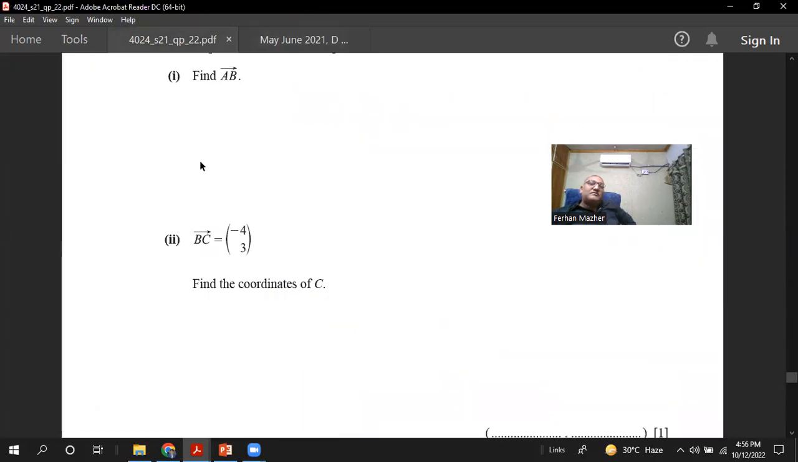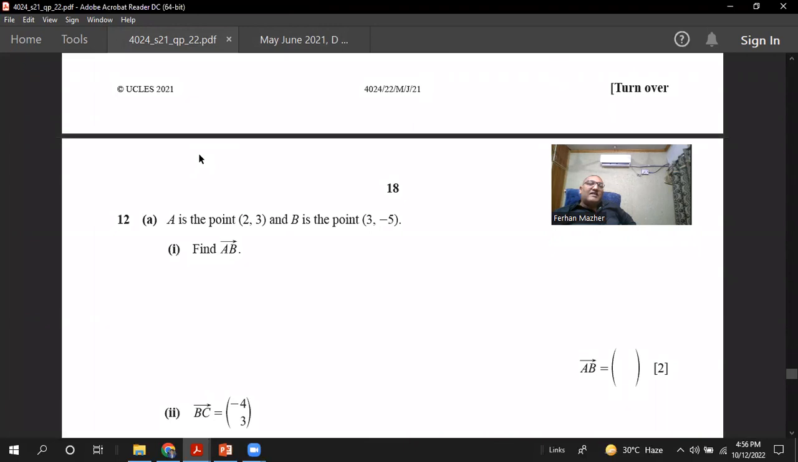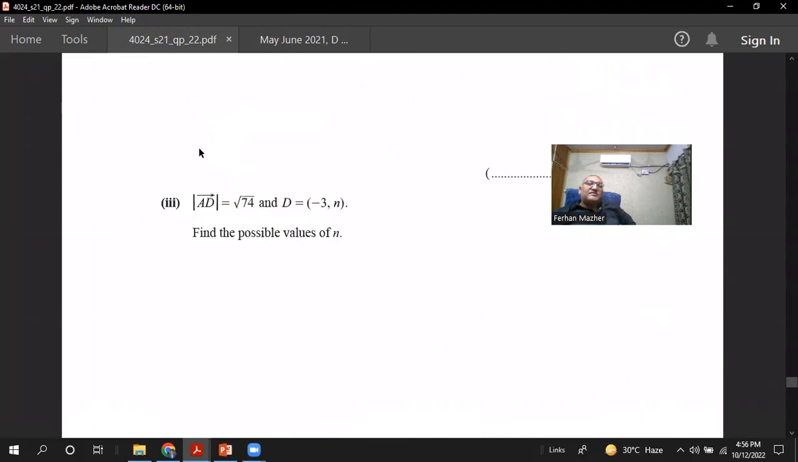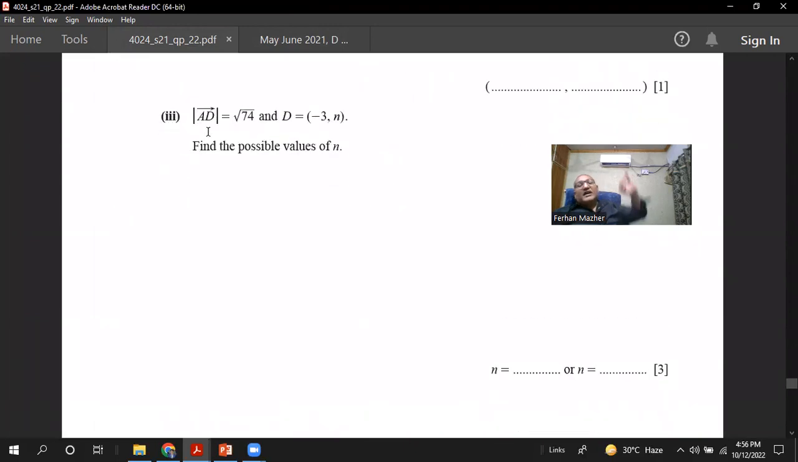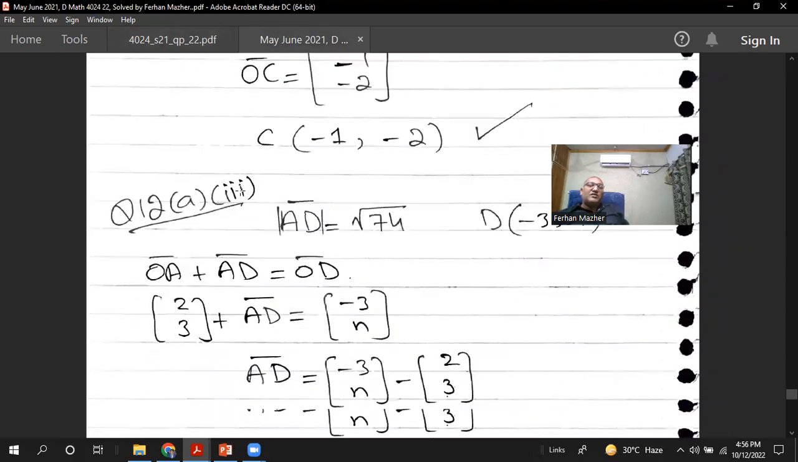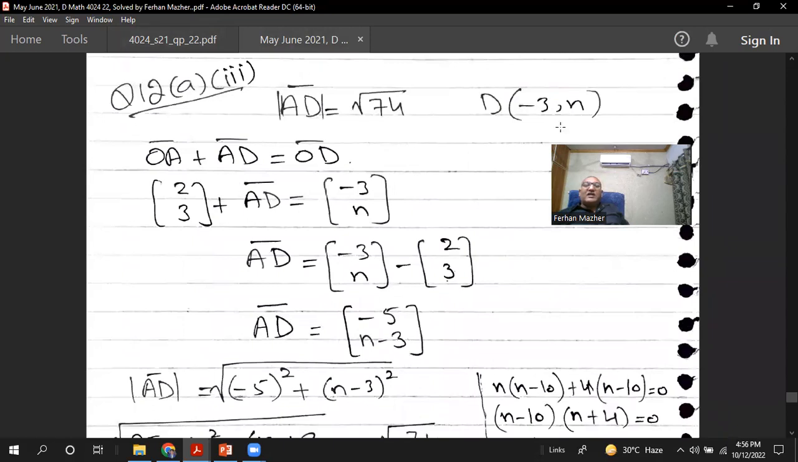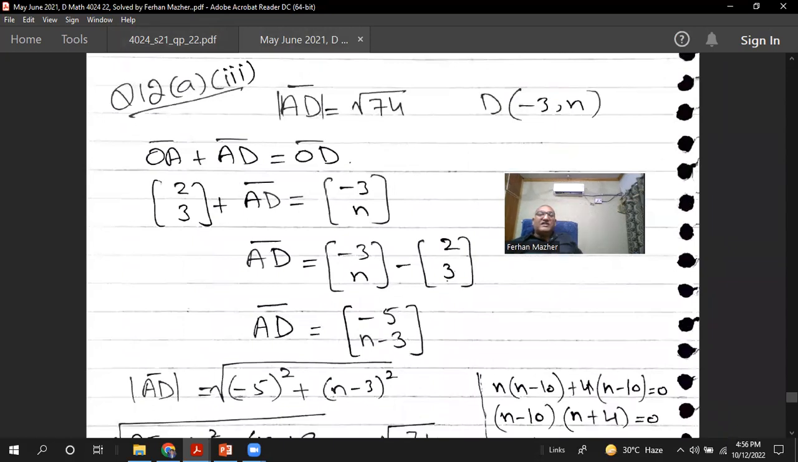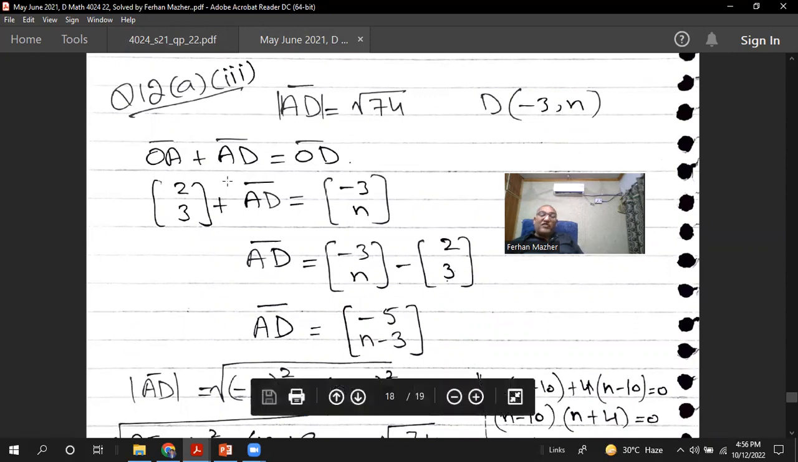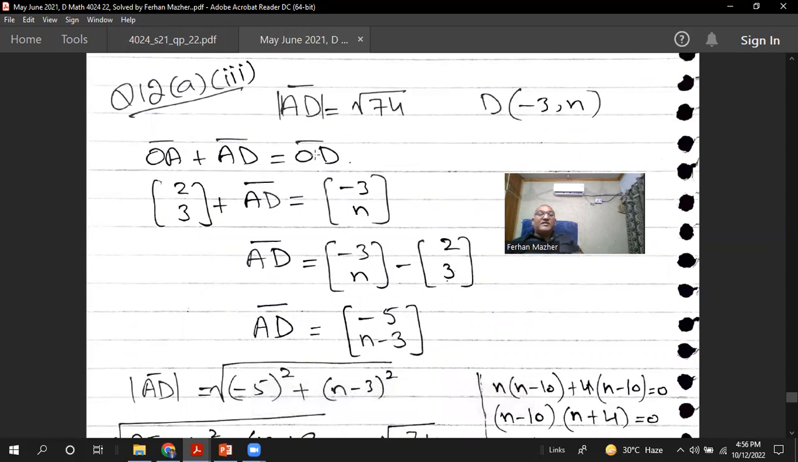Okay. Then they want us to find out the magnitude of AD is under root 74, D is (minus 3, n). They ask to find the possible values of n. So first of all, I will find out the column vector for AD. The D coordinates are minus 3 comma n. So I will try to find out AD. So OA plus AD is equal to OD.